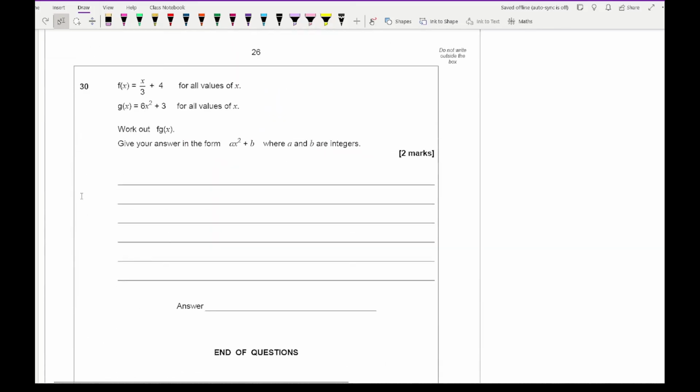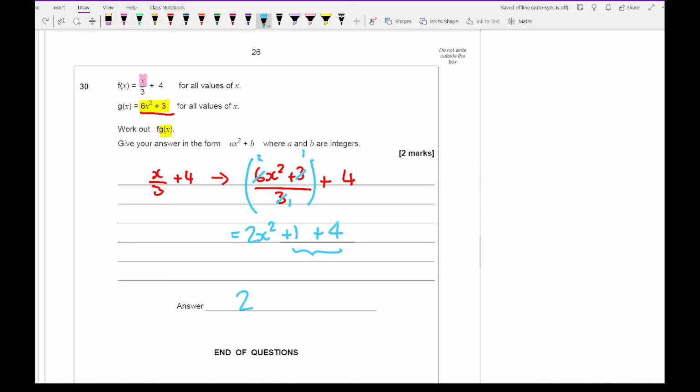And then finally for question 30, it's a composite function. So what you want to do is find out which function you want to substitute into what. I'm substituting the g of x function into wherever I see an x in f of x. So what that becomes is x over 3 plus 4. If x equals this, what I end up with is 6x squared plus 3, all divided by 3, plus 4. Simplifying this, I can divide everything by 3, so that becomes 2, that becomes a 1, and that becomes a 1, leaving me with 2x squared plus 1 plus 4. Then combining these together gives me 2x squared plus 5, and I am done.